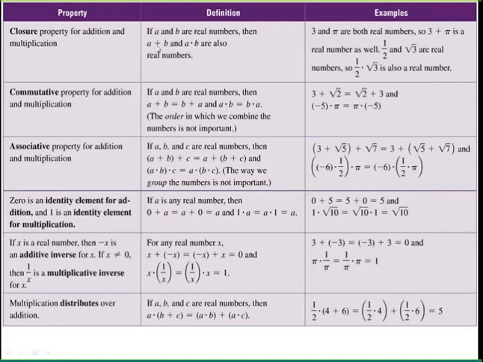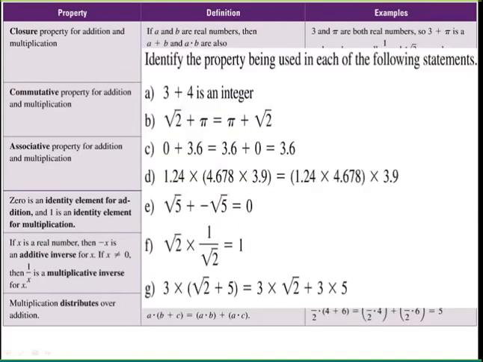And closure is just saying, this happened. It's kind of like, well, I just added. It's closed. I just multiplied. It's closed. So it's like a closed statement. For example, A here, these are all examples of what you would be doing in your homework. A is saying I've got 3 plus 4. It's an integer. Okay, so that's just a closed statement. You would add those and that happens, so it's closed.